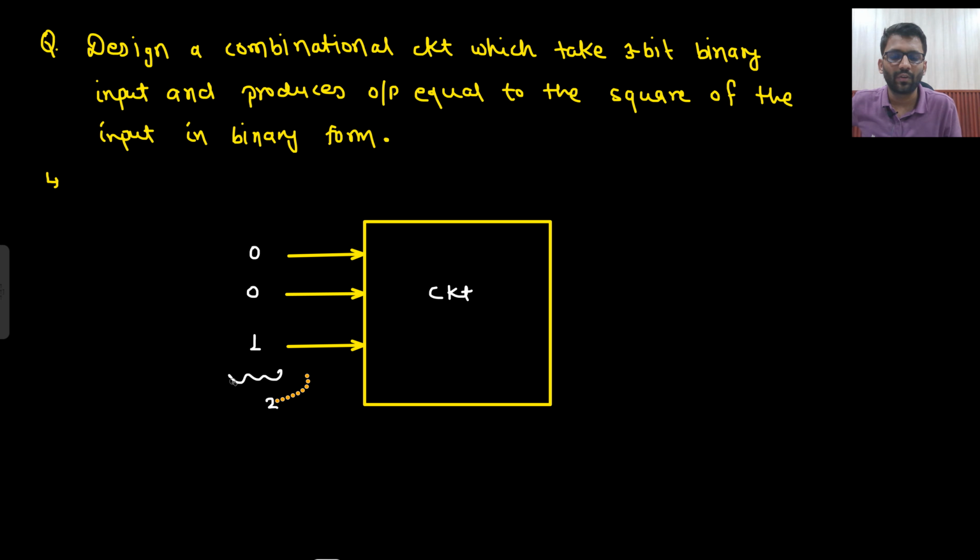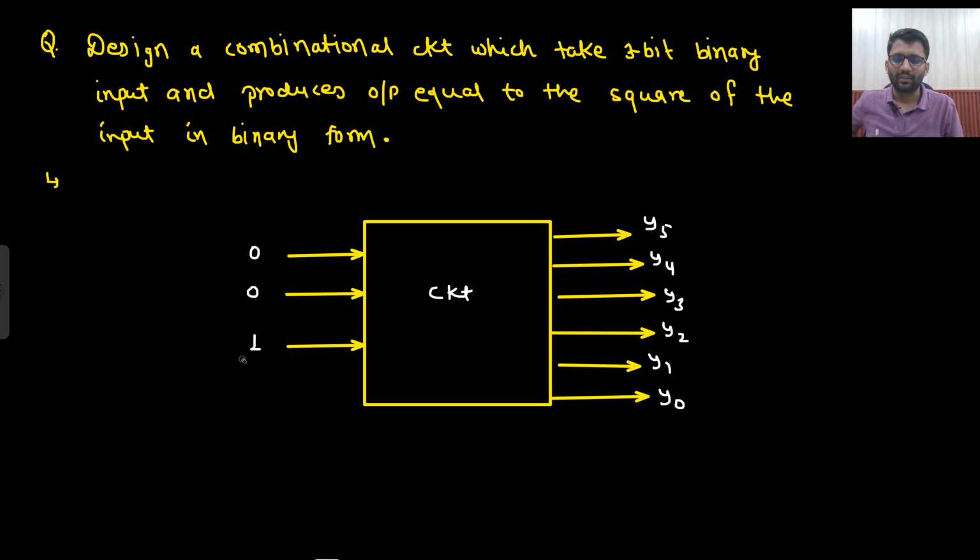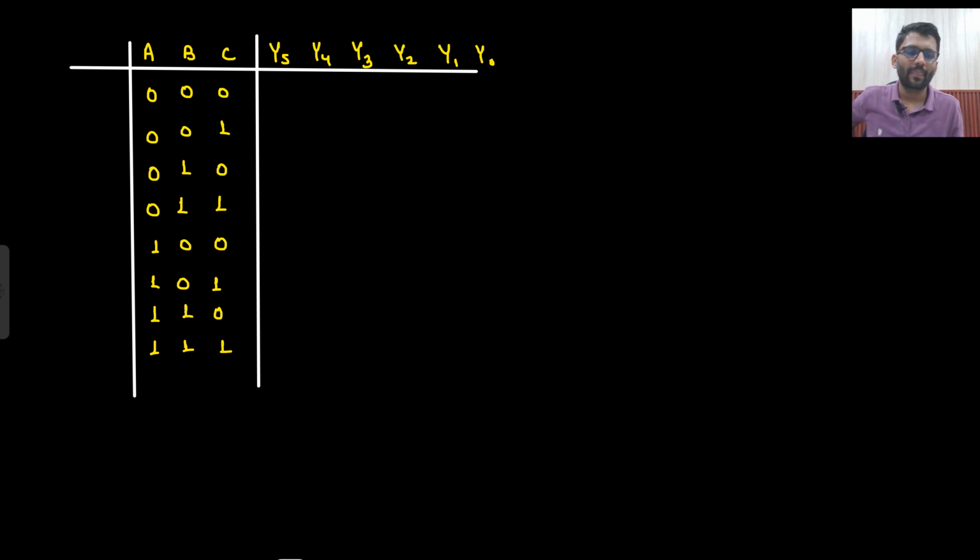So the output will be of 6 bits: 1, 2, 3, 4, 5 and 6. Y5, Y4, Y3, Y2, Y1 and Y0. And this is your input, which I will write as A, B, C. So let's check it out. This is the decimal equivalent: 0, 1, 2, 3, 4, 5, 6 and 7.